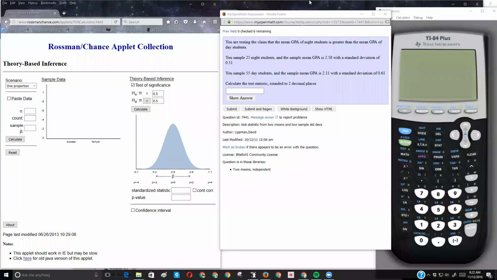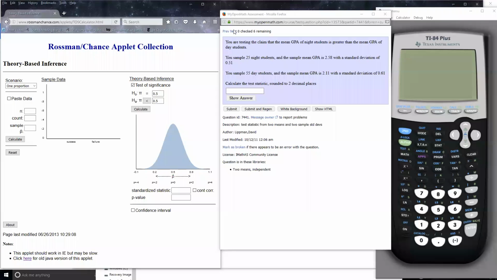So for this question, we're being told a couple of means and a couple of standard deviations. So I'm reading that as a two sample t-test, because I'm trying to do some inference around a couple of different proportions, so testing the means of two different populations. And we're testing the claim that the mean GPA of night students is greater than the mean GPA of day students. So I guess we should do a little setup here.